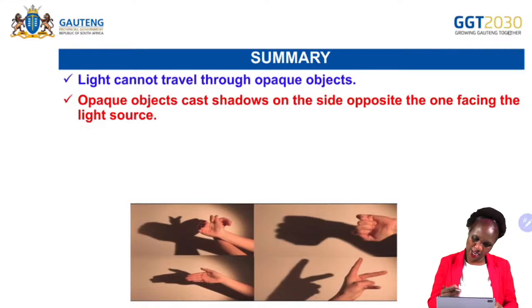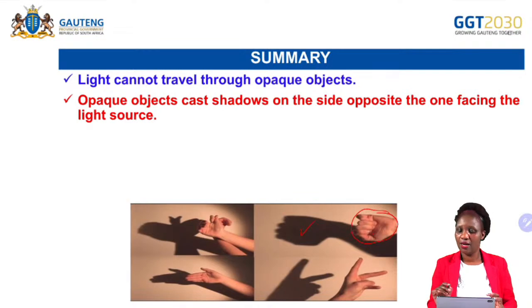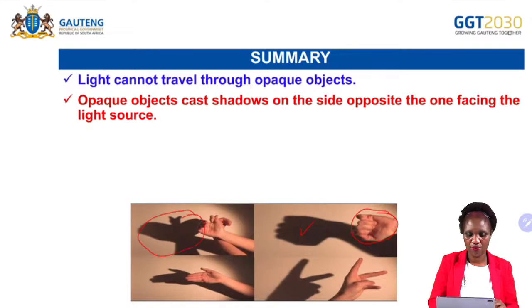The light source. For example, if we look at these pictures, this is a hand, and this is the shadow. It shows that the shadow is big, therefore the light source is near. And then the opaque object, that is your hand, is blocking the light from passing through. Therefore, it's causing a shadow.